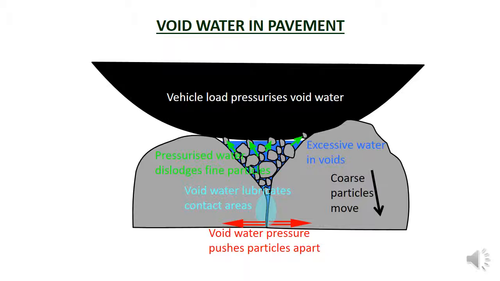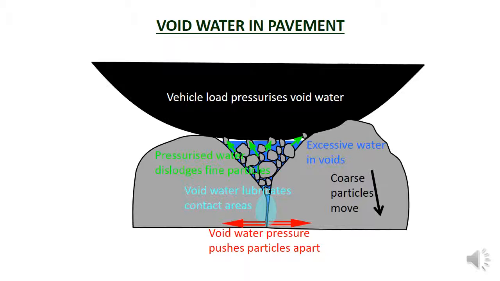Firstly, the void water, shown in blue, is pressurized as vehicles pass over the void, and it tends to squirt out. This can dislodge fine particles that are also in the void. Over time, continuous loading and unloading can erode the fine particles out of the voids, resulting in there being less support for coarse particles and so allowing them to move.